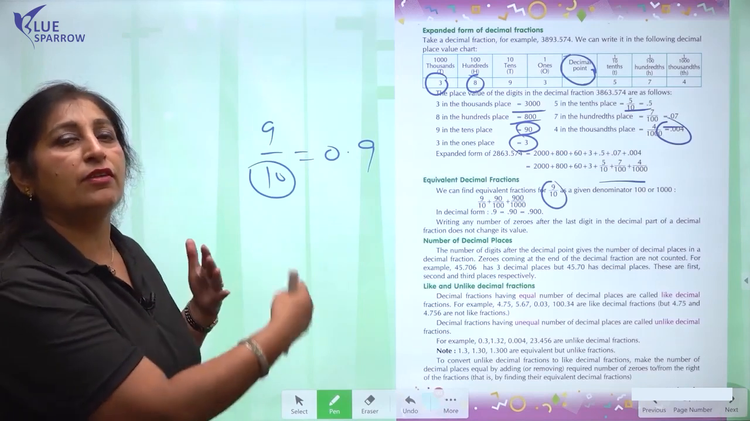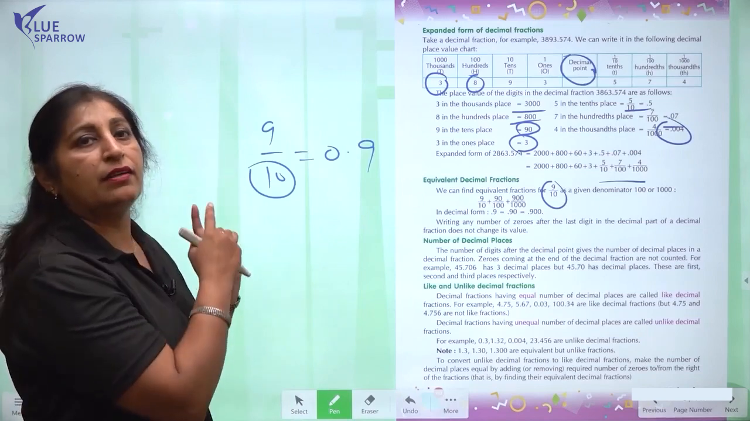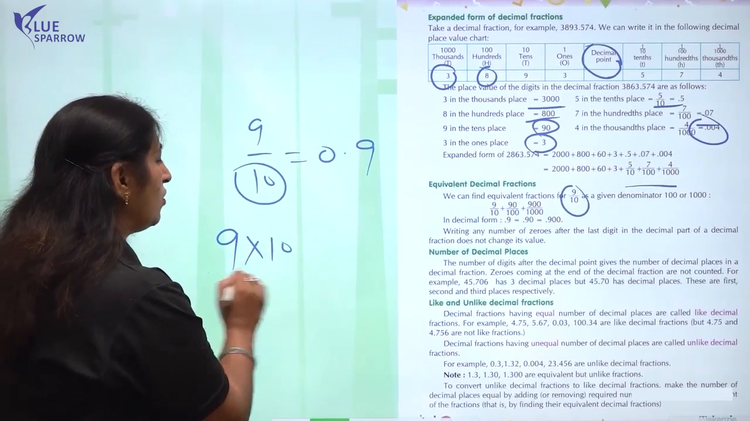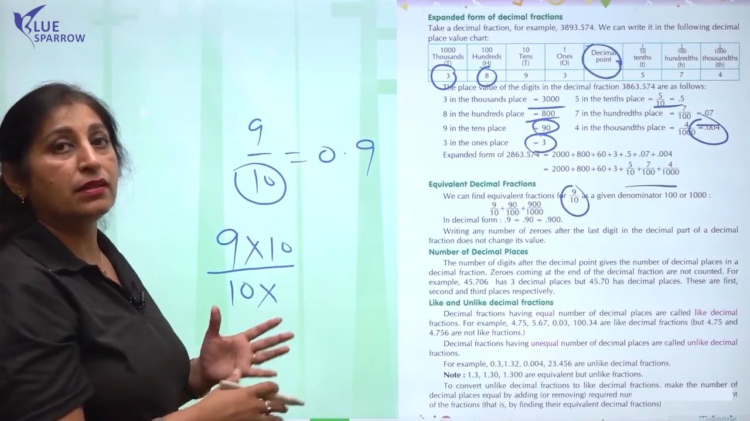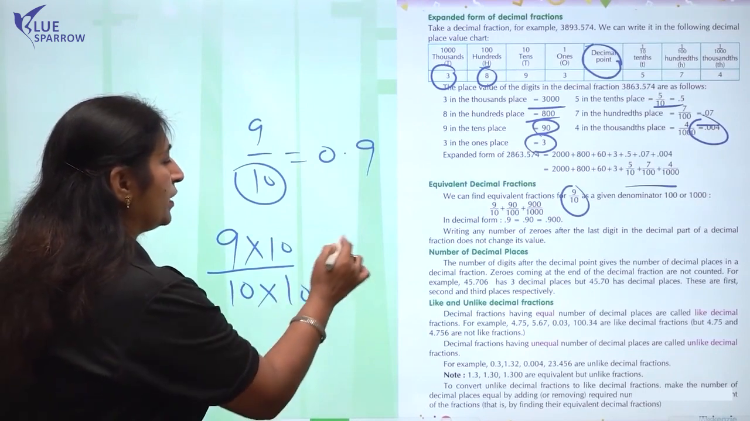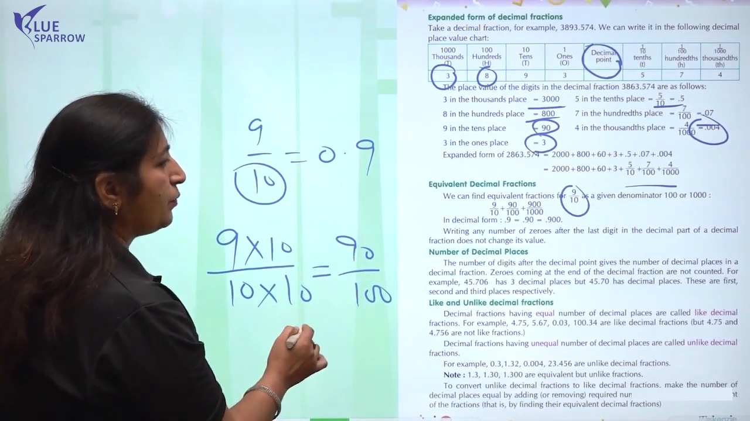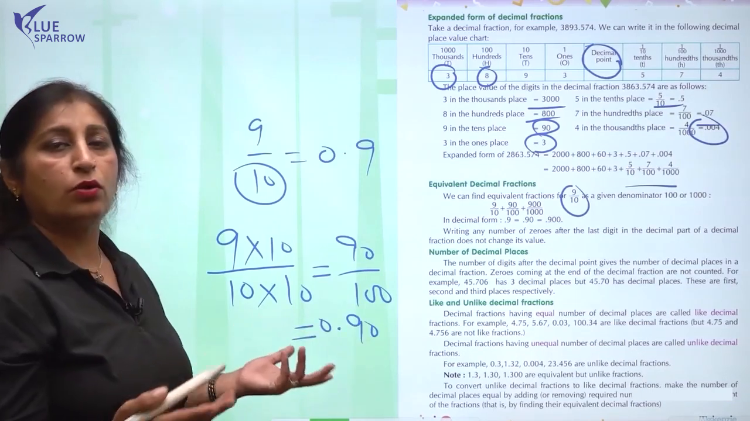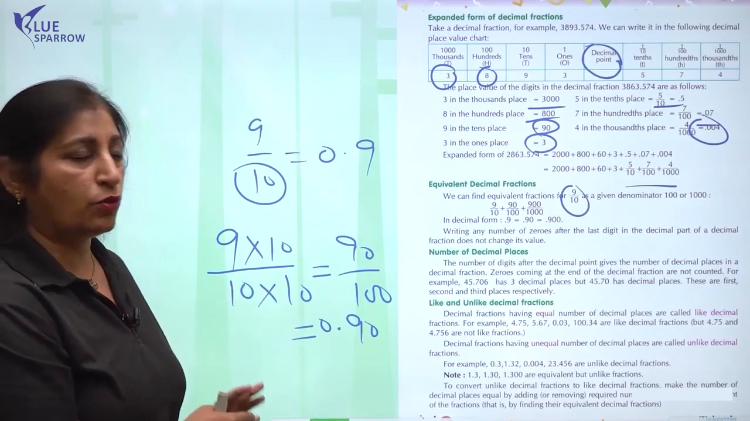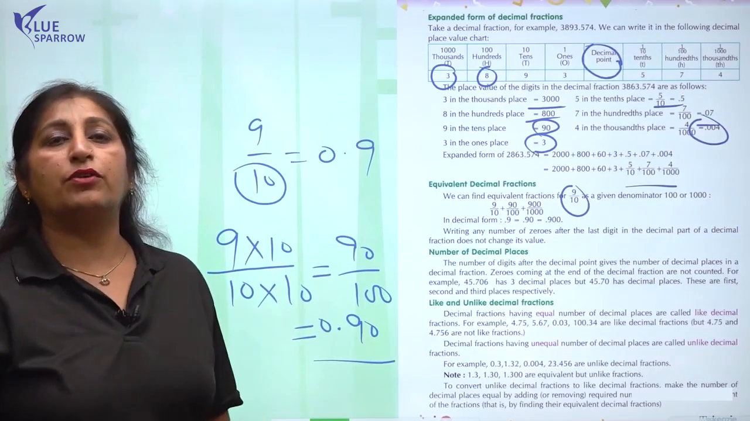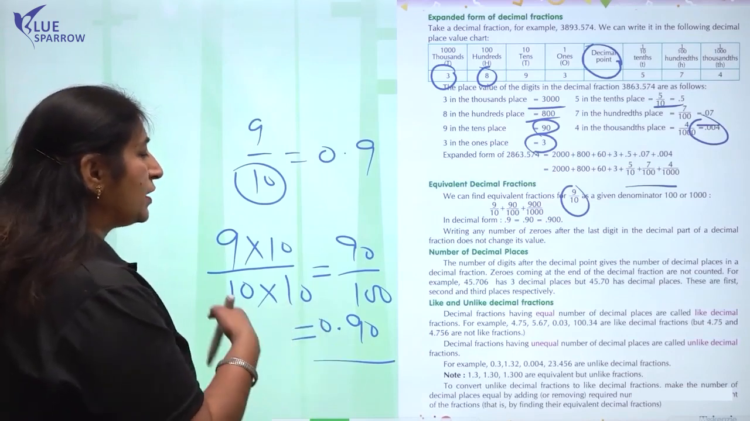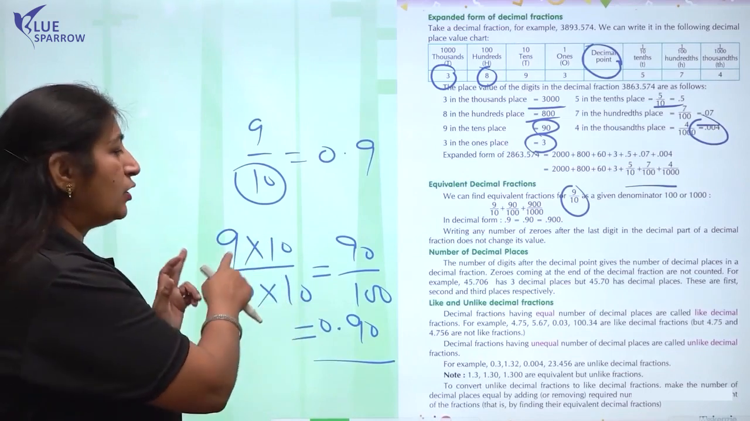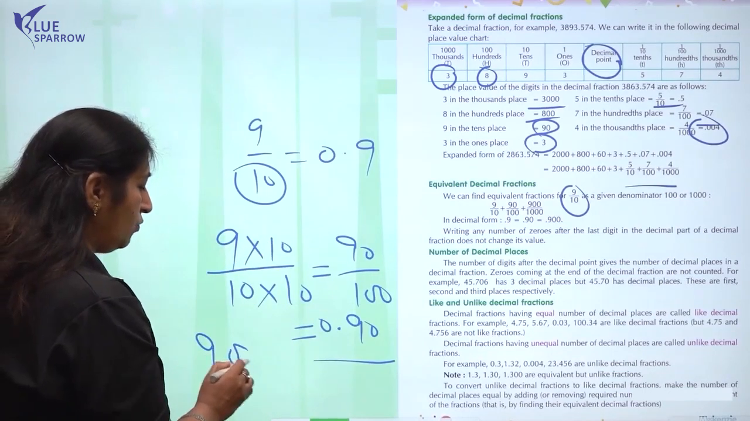Firstly, we are writing the first equivalent fraction by multiplying the numerator and denominator with 10. Suppose we are multiplying it with 10 and also we are multiplying the divisor, divisor means the denominator, with 10, it would become 90 upon 100. And 90 upon 100 can be written as 0.90. You know that if there is no whole number part, you can write a 0 over there. So, in this way, this number would become 0.90. And similarly, when you multiply numerator and denominator with 100, then you would get 900 upon 1000.